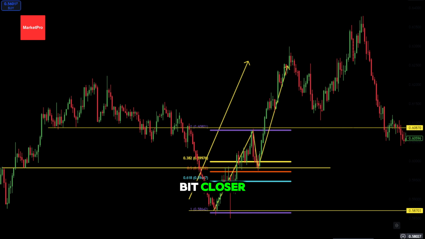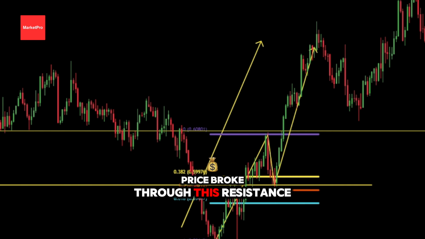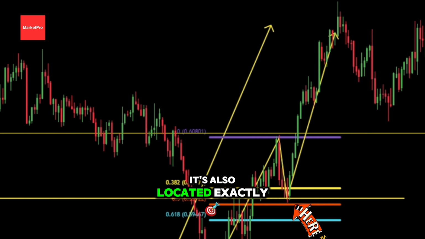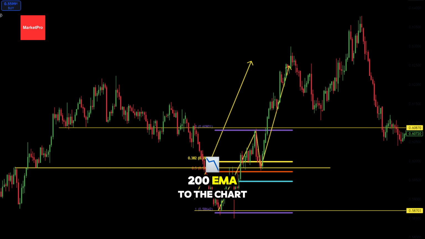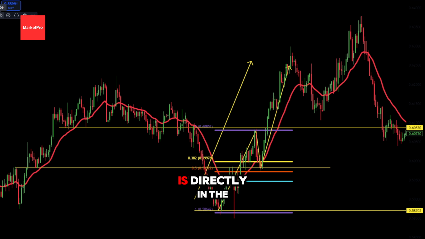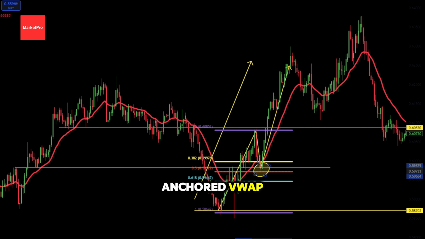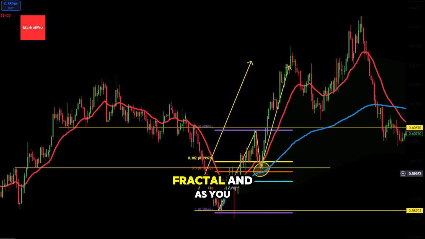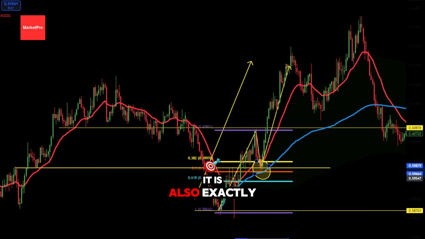If we look a little bit closer, you can also see price broke through this resistance right here. And we can now use it as a support and retest off of it. It's also located exactly in the golden zone. We then add our 200 EMA to the chart and see it also is directly in the golden zone. Then finally, we add our anchored VWAP by starting it exactly at the bottom of this big move, or at the red fractal. And as you can see, it is also exactly in the golden zone.